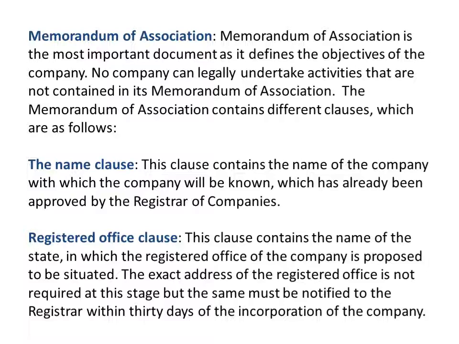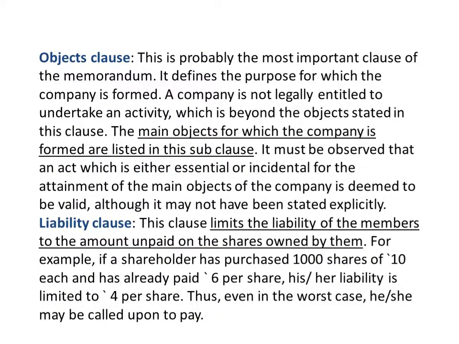So the next clause is the object clause. The object clause will state for what purposes the company is being formed. What is the main object to form a company? And the company cannot work beyond this object. That means the main object of the company will be written in the memorandum of association.